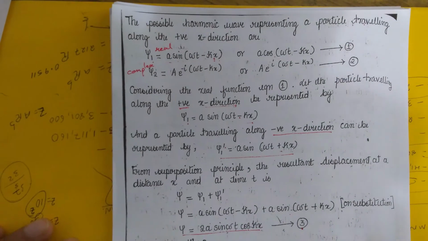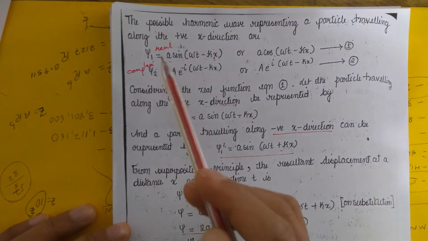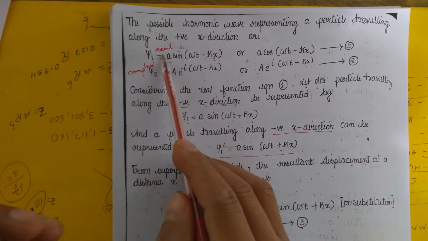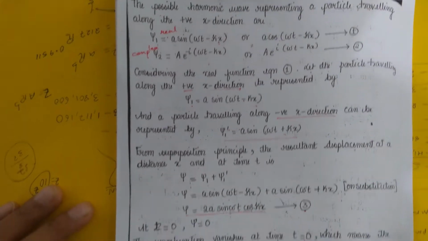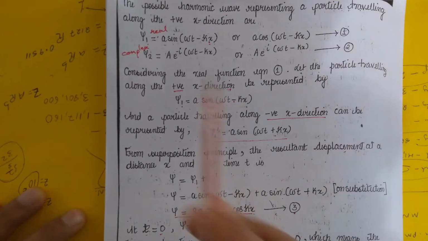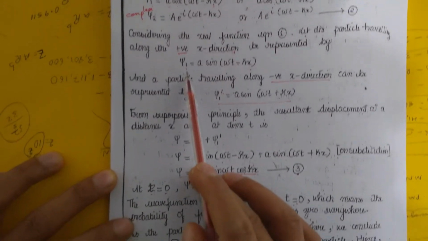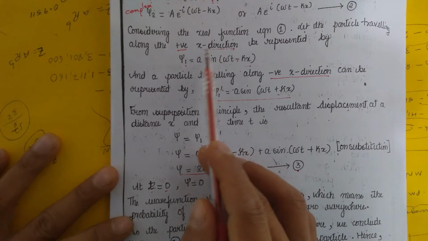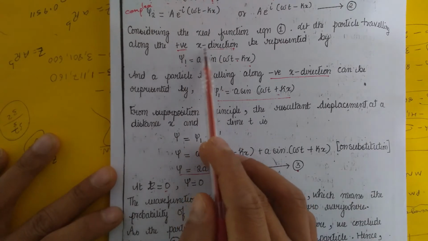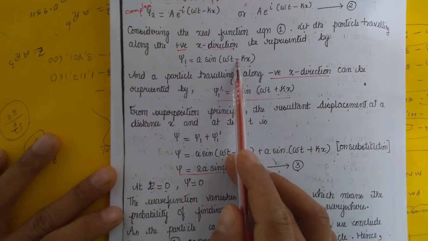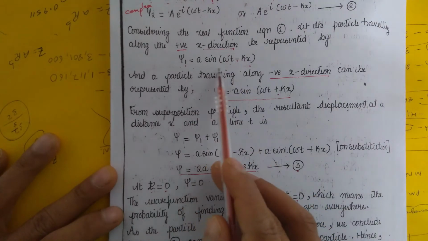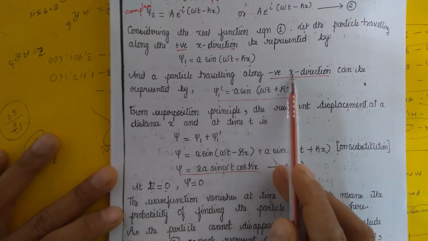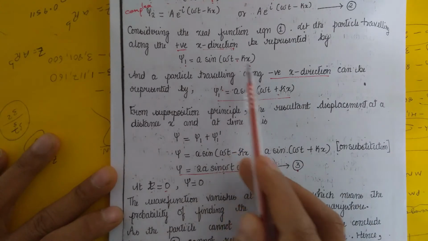Now let us test whether this real harmonic wave can fully represent the wave function of the subatomic particle. We consider this equation psi1, which is in the positive x direction, meaning the wave is traveling in the positive x direction. That's why we have this minus kx. If we consider the same equation in the negative x direction, then this minus will become plus.